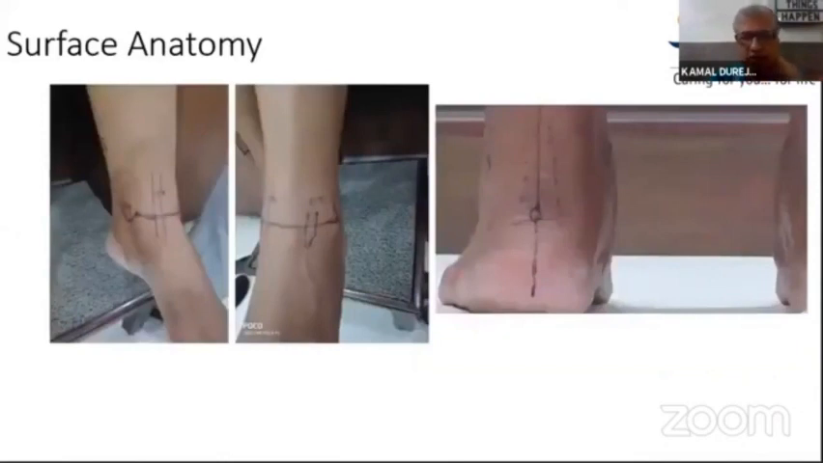I would say that if you are a beginner, you can make it a routine to mark your surface anatomy on the foot. Certain salient points like the medial malleolus, tibialis anterior tendon, the ankle joint line, the peroneus tertius, the lateral malleolus, the vertical axis of the heel, all these can be marked in the beginning so that when you are examining, it makes things easy for you.